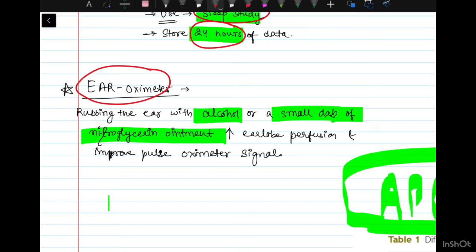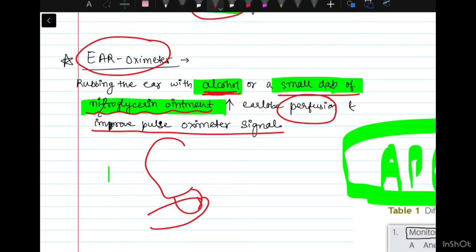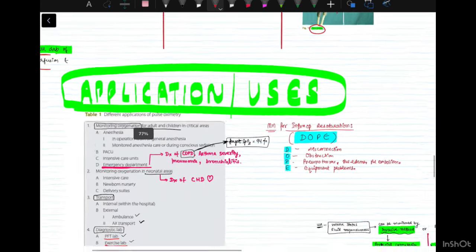Let's move on to the ear oximeter. Suppose the reading is not coming. This is the ear and there is the ear lobe, and you have attached the pulse oximeter probe on it, and still the reading is not coming. It is better to rub the ear with alcohol or use a small dab of nitroglycerin ointment, which will vasodilate or increase the perfusion, which will improve the pulse oximeter signal, because ultimately the signal strength has to be more so that the waveform is reliable.